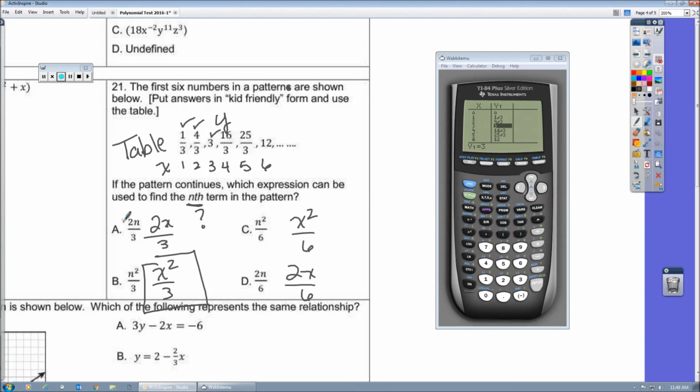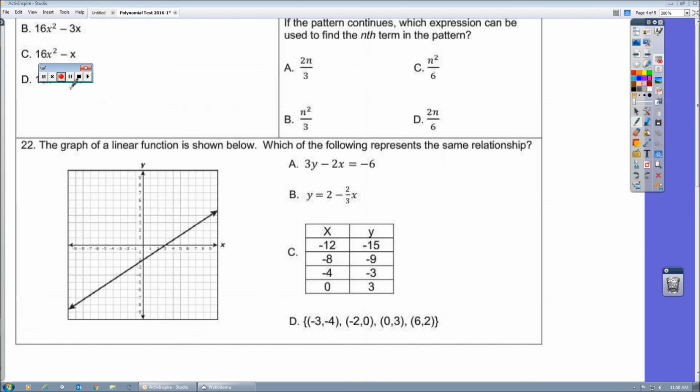So whenever you see it not in kid-friendly form or not using the letter X like that, change it to X and put it in the calculator and see if that table will help you out. Here's our last one. The graph of a linear function is shown below. Which of the following represents the same relationship? I'm going to skip these two guys and I'm going to go straight to my tables and see if these points right here are on the line.